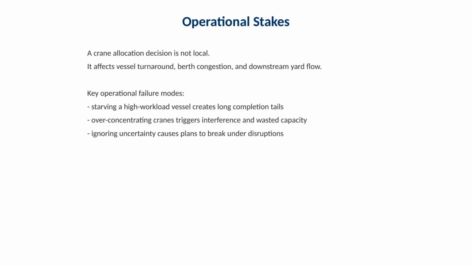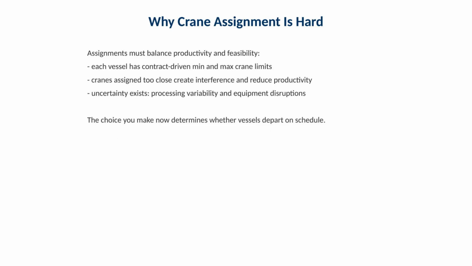A crane allocation decision is not local. It affects vessel turnaround, berth congestion, and downstream yard flow. When a high workload vessel is underserved, it creates long completion tails that block berth capacity and amplify congestion. There are also productivity traps. Over-concentrating cranes on a vessel can trigger interference and wasted capacity. And if you ignore uncertainty such as slowdowns, breakdowns, or weather effects, a plan that looks good on paper can collapse in execution. Assignments must balance productivity and feasibility.